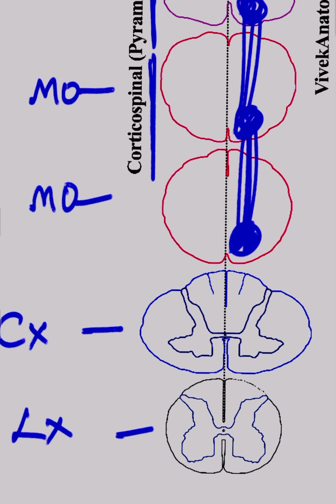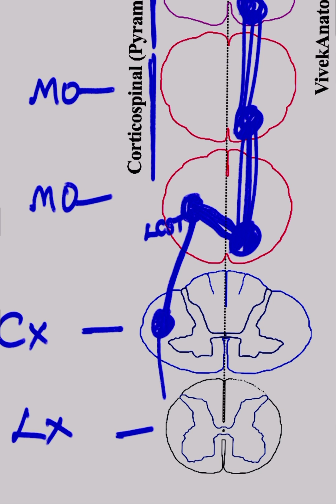Around 85% of the corticospinal tract fibers which are here will cross to the opposite side in the lower medulla, forming this tract called the lateral corticospinal tract. They will eventually occupy the lateral part of the spinal cord all the way down, and they will innervate the lateral part of your anterior horn cells, from where you will get the lower motor neurons coming out to supply the individual muscles.